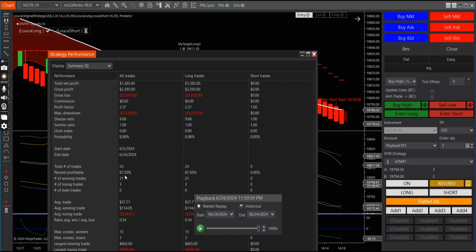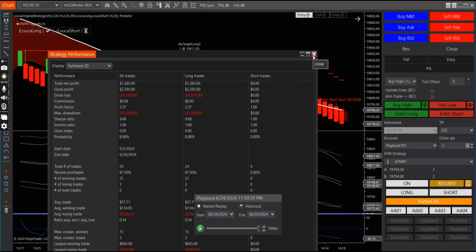And 87% profitable. Look here, profit factor 2.37. Average winning trade, actually, is 114. Average losing trade is 336. For me, that's kind of high. Max drawdown 1,010. Like I said, with this strategy I'm only doing long, that's why you don't see any short trades here.